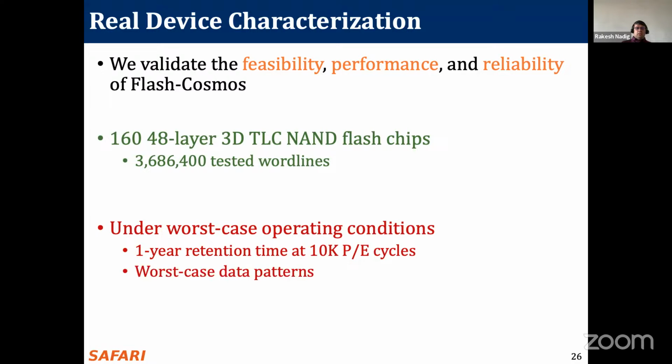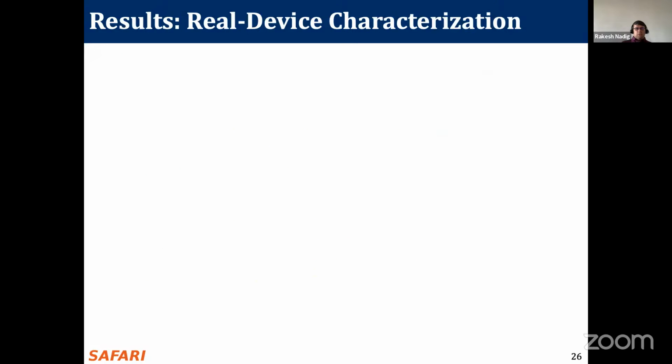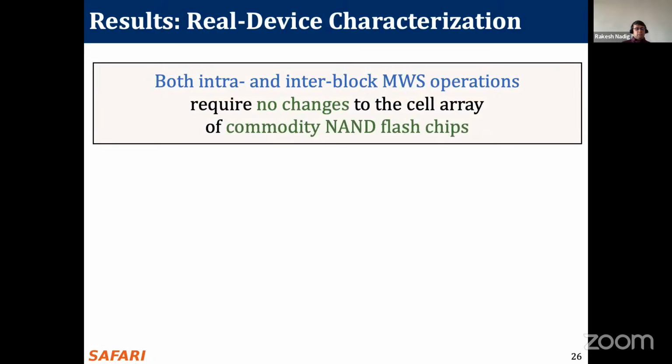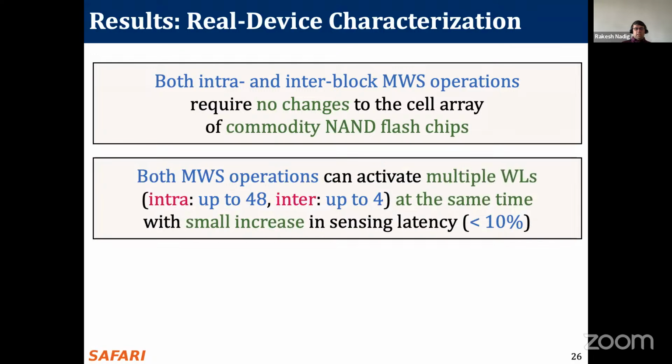And we use worst case data patterns while programming to test the feasibility and the reliability of these operations. So the results of this real device characterization show us that both intra and inter-block MWS operations require no changes to the cell array of commodity NAND flash chips. And both MWS operations can activate multiple word lines.